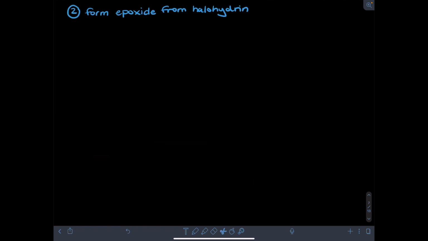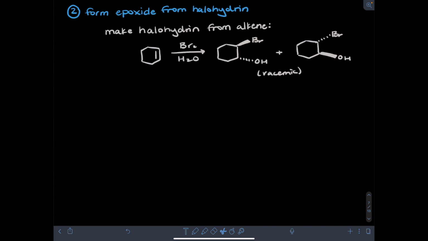Another method for generating epoxides is from a halohydrin intermediate. Recall that halohydrins have a halogen and an OH group on neighboring carbons, and we generate these from an alkene. Here's an example of cyclohexene being treated with bromine in the presence of water. You would form a halonium ion with the bromine, and then the water would serve as the nucleophile in the nucleophilic attack step. Ultimately, you end up with an anti-addition, where the halogen and the OH group were added from opposite faces of the alkene.